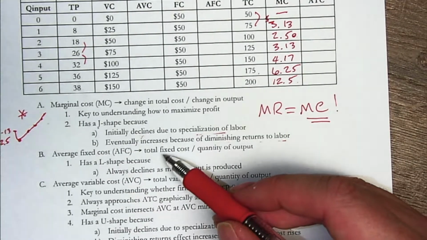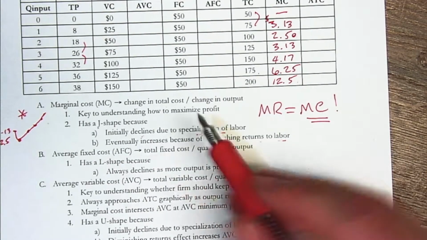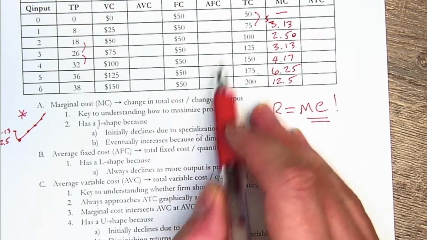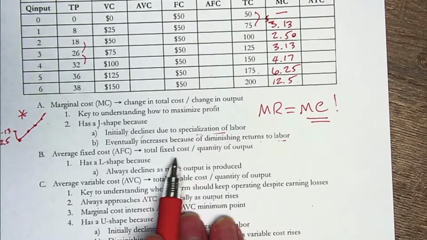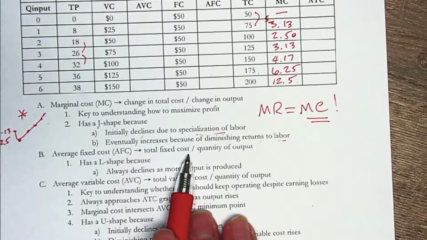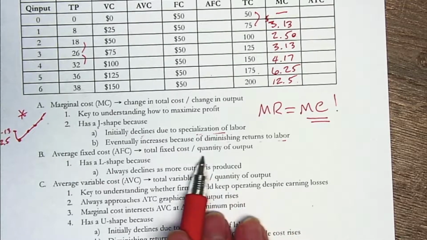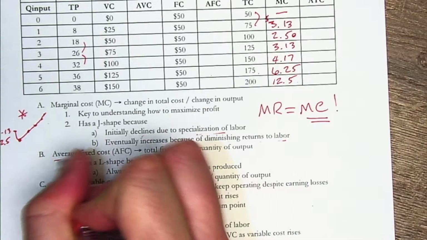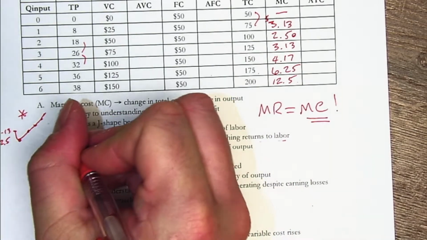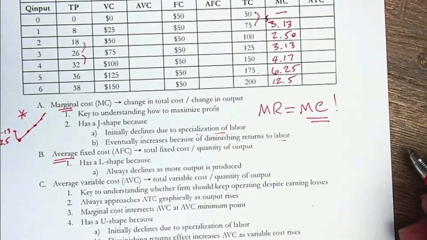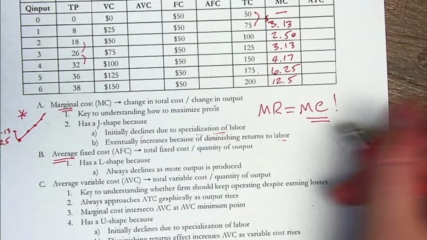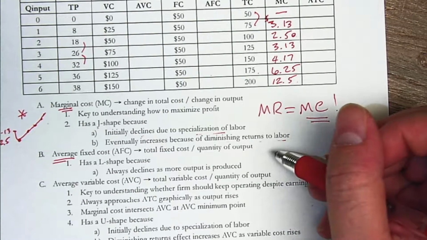Now, our next one that we're going to take a look at is AFC, and this one's over here in the middle. This one's actually pretty straightforward. This is just the total fixed cost divided by the quantity of output. So this is an average, right? We're not dealing with marginal here. These are just the average. So you take the fixed cost and you divide it by the amount of output.